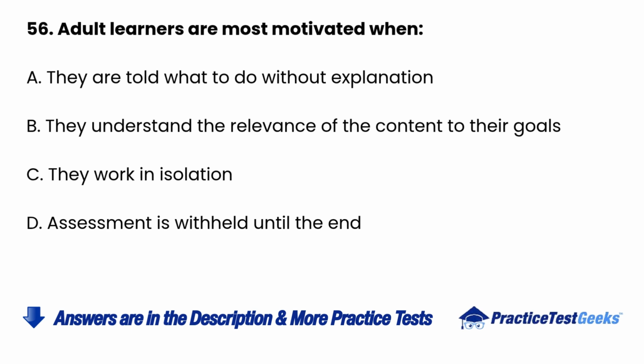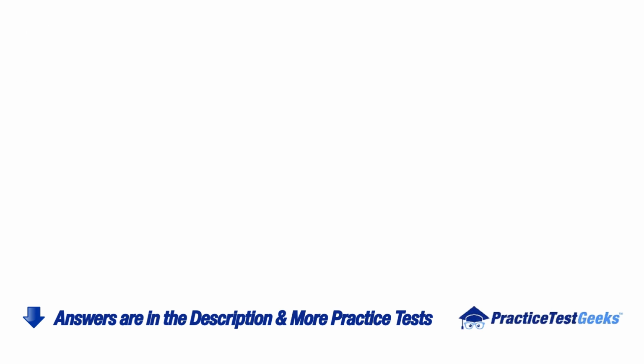56. Adult learners are most motivated when A. They are told what to do without explanation. B. They understand the relevance of the content to their goals. C. They work in isolation. D. Assessment is withheld until the end.